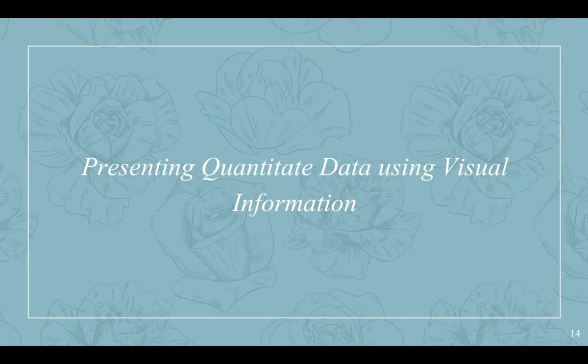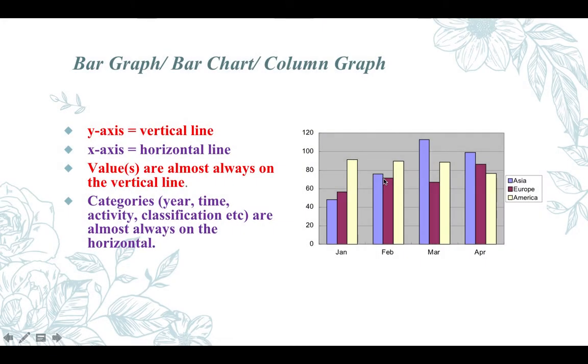Next, let's take a look into how we present your quantitative data using visual information. There are different ways of presenting your quantitative data, which is something that I want to see in your report writing itself. The first type of visual information that we have right now is something that we call a bar graph or bar chart or a column graph. Different people would say it differently.